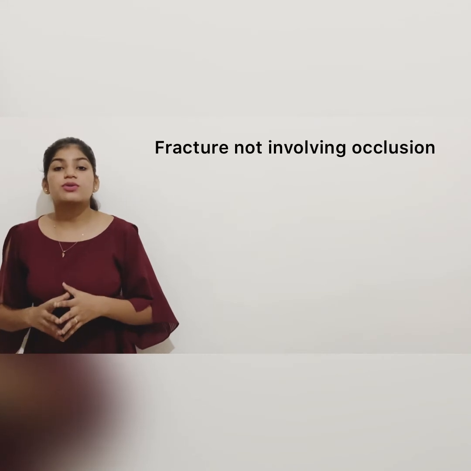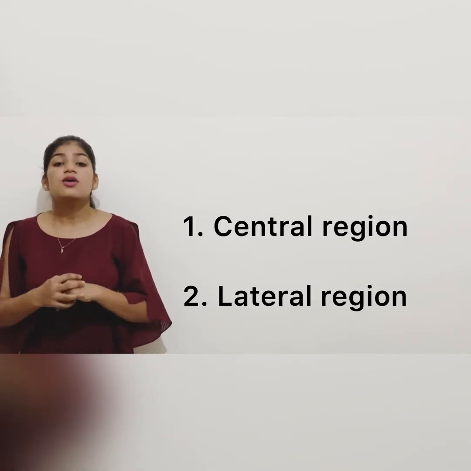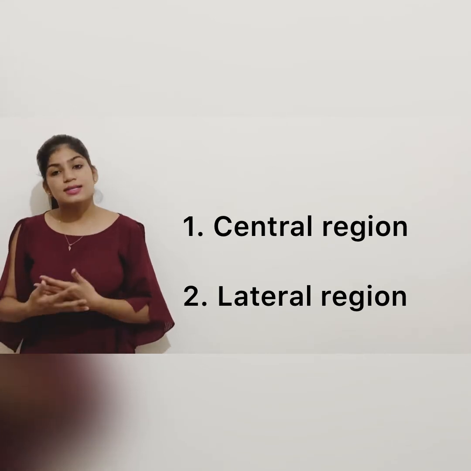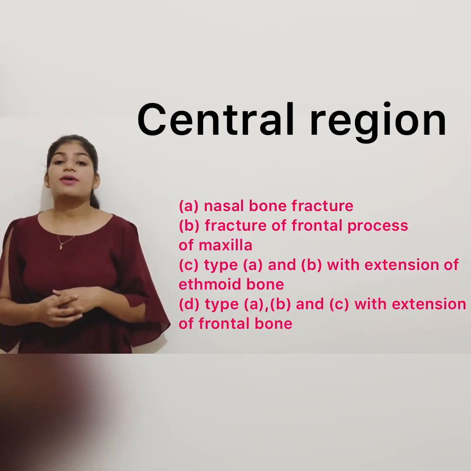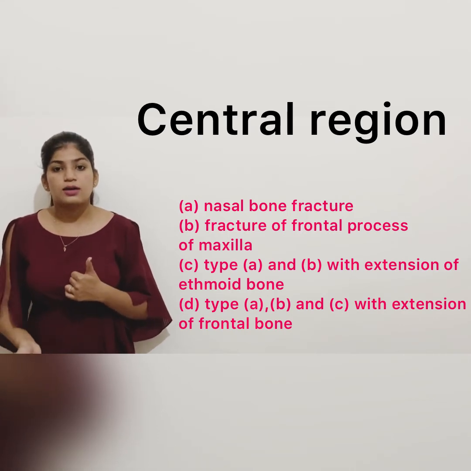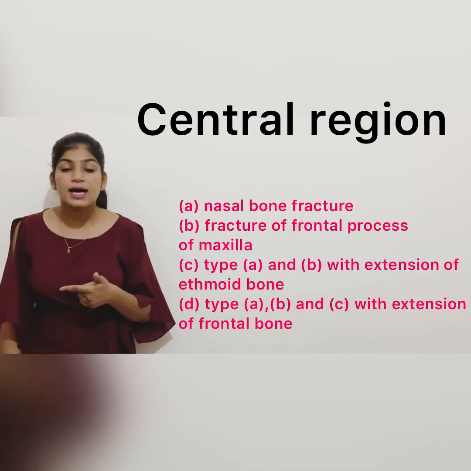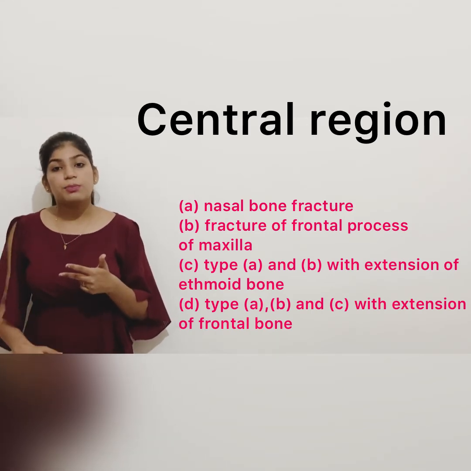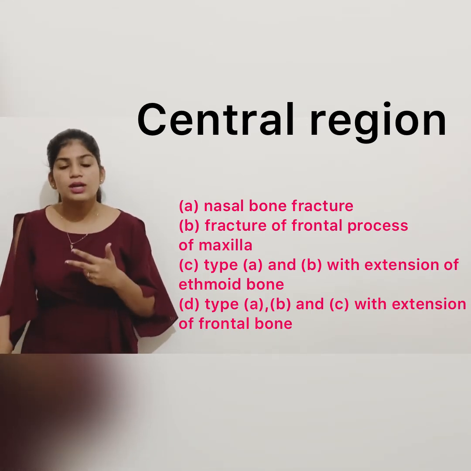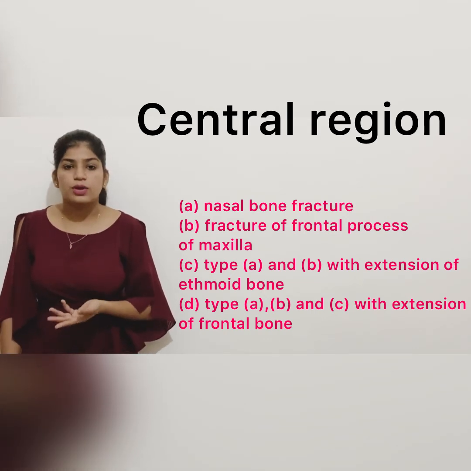So first we are going to discuss fractures not involving the occlusion. It is divided into two parts: central and lateral. The central type is divided into four parts. A is fracture of the nasal bone, B is fracture of the frontal process of the maxilla, C is A and B with extension to the ethmoid bone, and D is A, B and C with extension to the frontal bone.